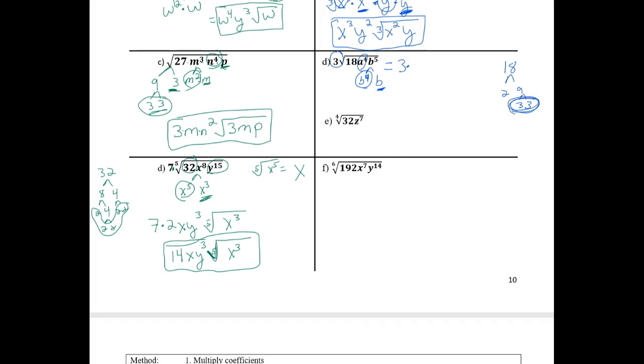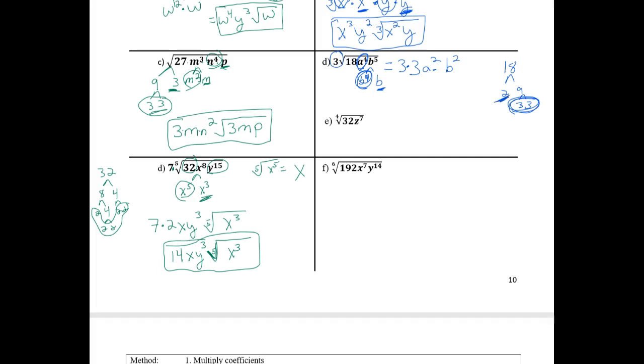Square root of 3 squared is 3. I'm taking out all the a's. A to the 4th, 4 divided by 2 is 2, so a squared. Times, taking out this b to the 5th, or b to the 4th, same thing, 4 divided by 2 is 2. I get b squared. What's left underneath?